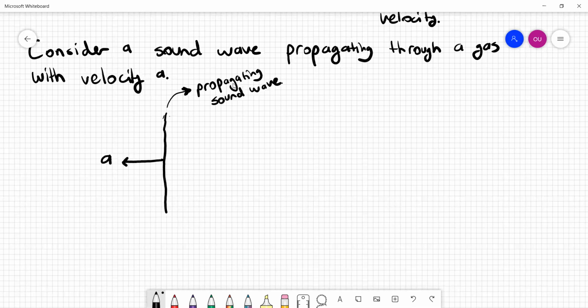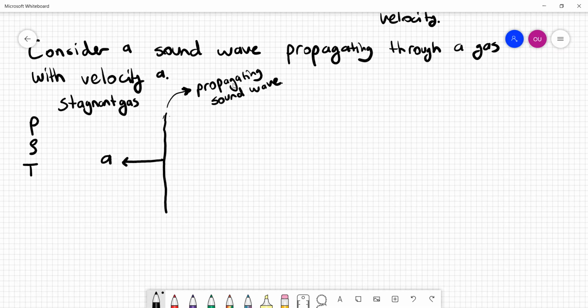and initially through a gas, and initially before the sound wave actually hits, the gas is not moving. So on the left, we have what we call stagnant gas. So it's basically sitting there. It's not moving at all. The gas could have a certain initial pressure. It could have certain density and temperature.